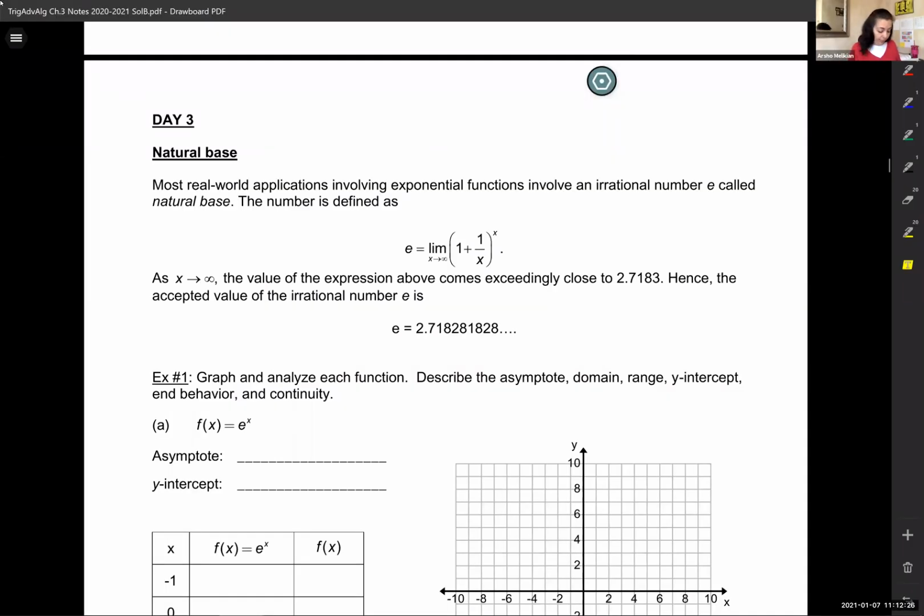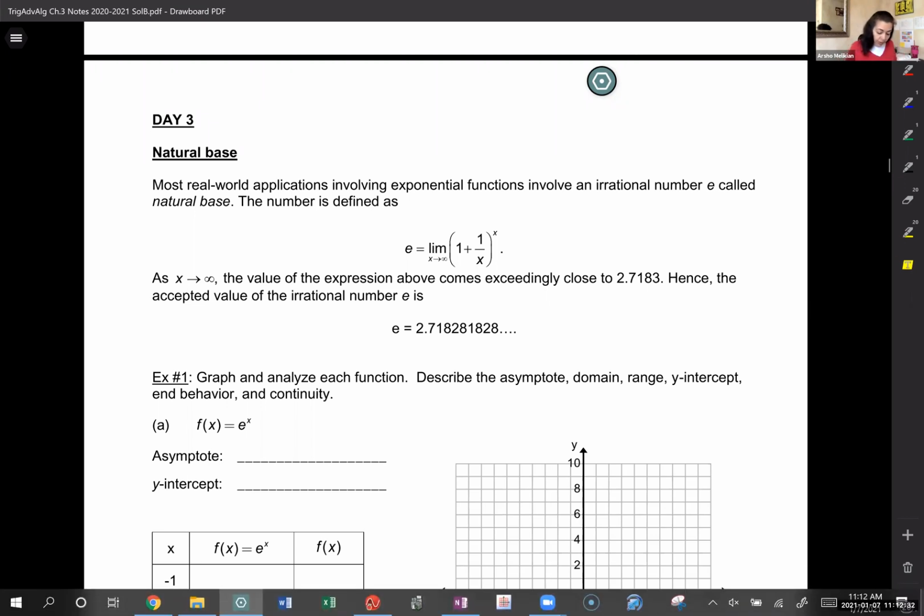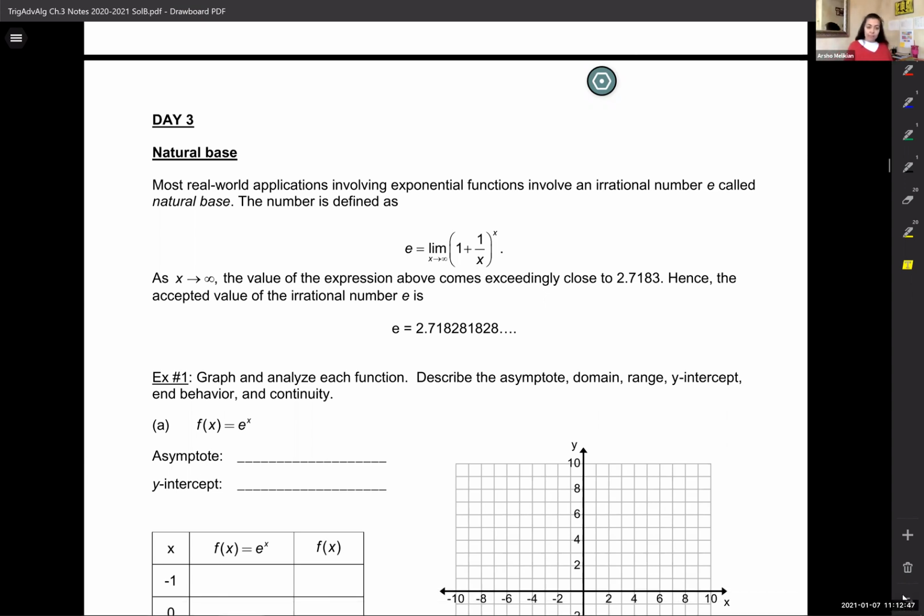Exponential functions, right? So far, all of our functions have looked like a constant to the power of x, like 2 to the x, 3 to the x, and so on. Today, we're going to get a little bit more specific, a little bit more specialized, and talk about what we call the natural base. So far, we have had 2 to the x, 3 to the x. Today, we're going to make that into the natural base.